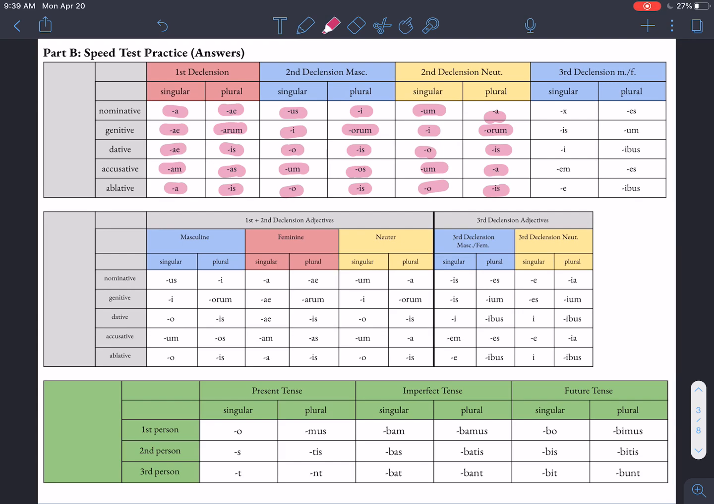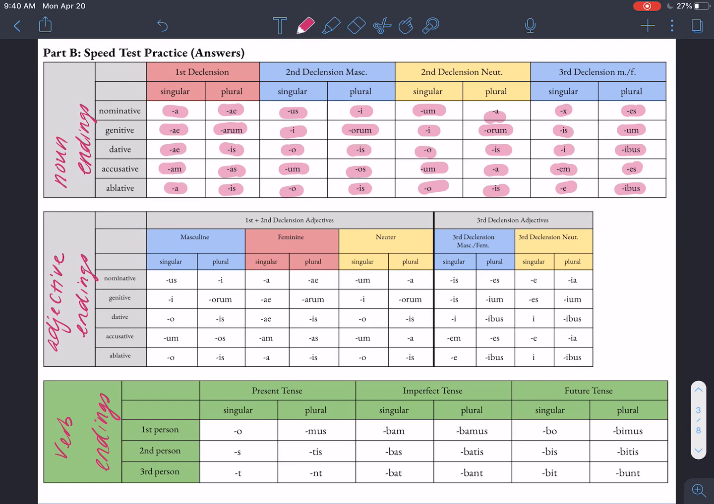Third declension endings. Sorry, I didn't label this on mine. This was our noun endings. Now over here, we've got our adjective endings. And down here, we've got our verb endings.